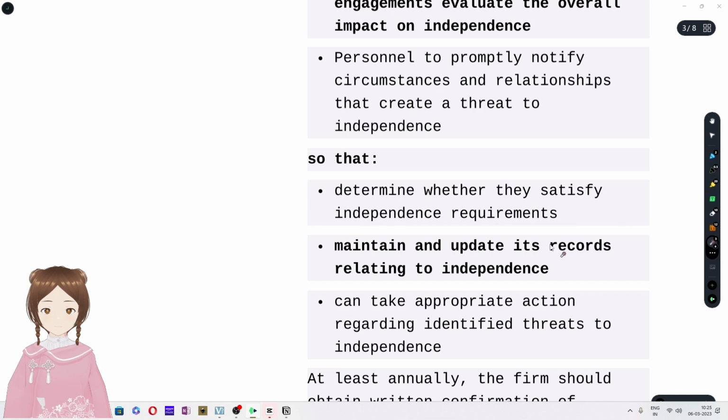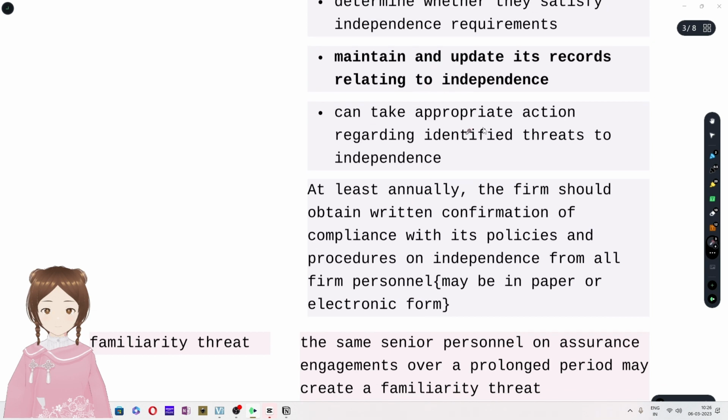Why do they have to satisfy the independence requirements? Because as per SQC1, they have to follow professional standards. Professional standards include professional ethics and standards on accounting. Standards on accounting consist of SQC1. So SQC1 consists of independence requirements, so they have to satisfy independence requirements, maintain and update records relating to independence, and take appropriate action with regards to identified threats to independence. These were the purposes of independence.